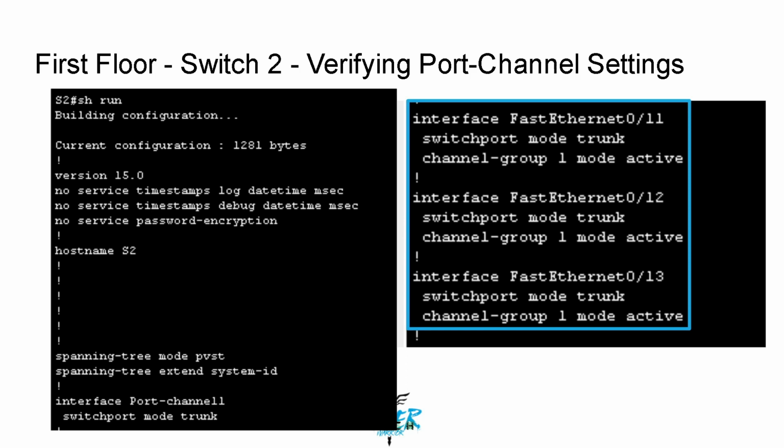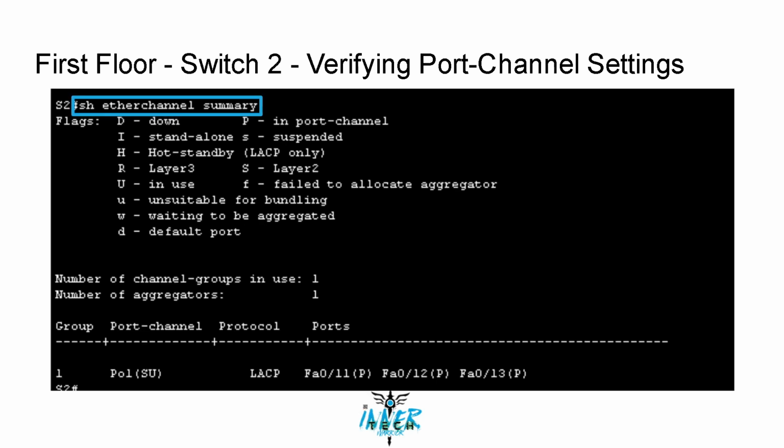The show run command lets us see the port channel 1 interface that we created, and the channel-group 1 commands we place on the interfaces that we grouped together. The show EtherChannel summary command lets us see the port channels in use, the protocol used, and the ports of the port channel that create the EtherChannel group. Notice that the SU next to Po1 means it's a layer 2 port channel that's in use.